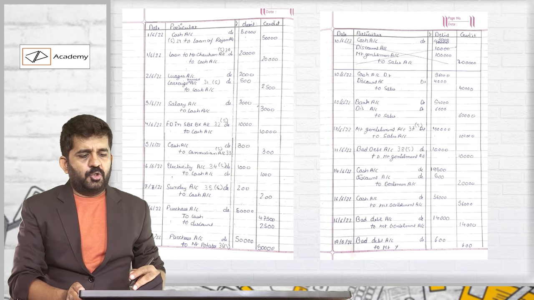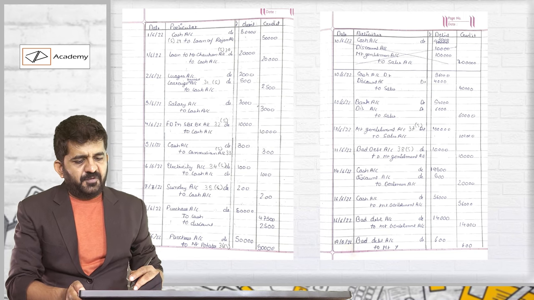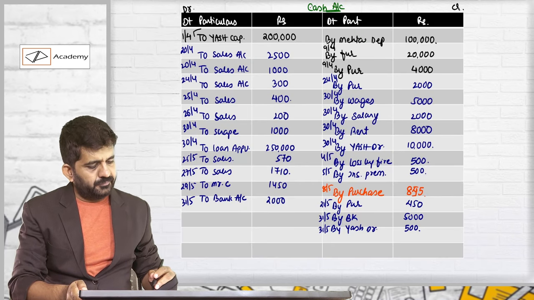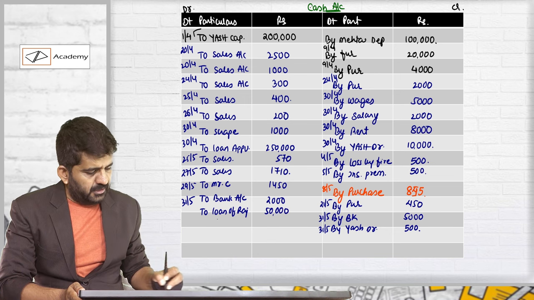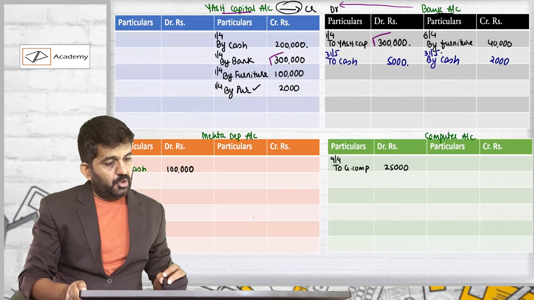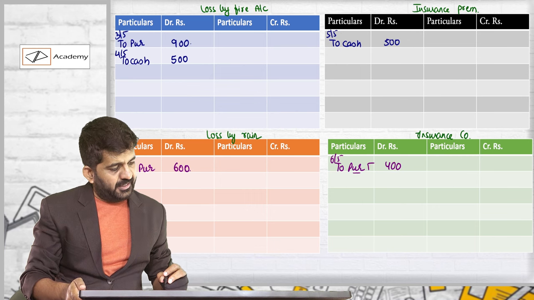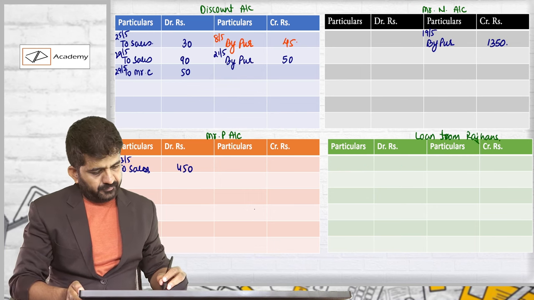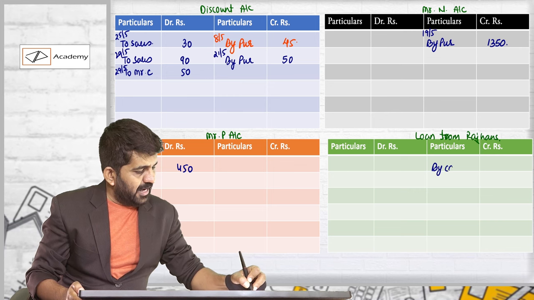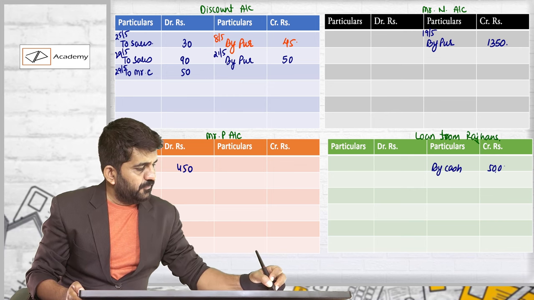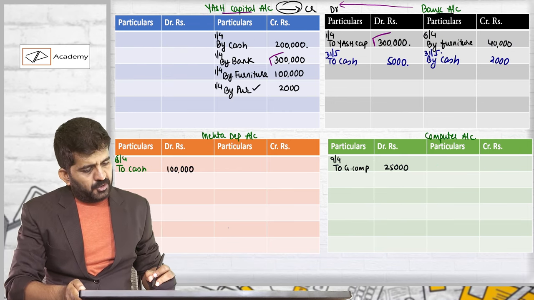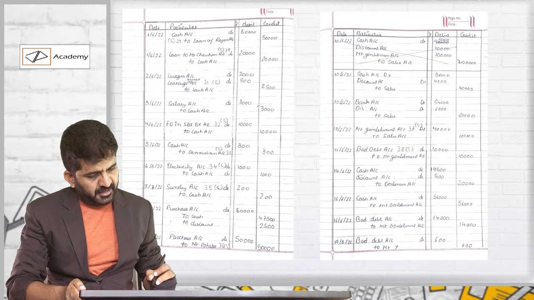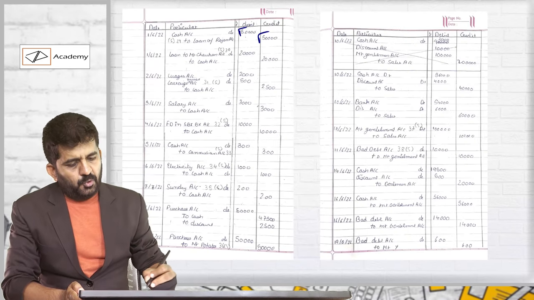Cash account debit to loan of Rajan, 50,000, first June. Loan of Rajan account credit by cash, 50,000, first June. We know if there are two effects how to post the journal entry. So cash loan to Rajan is done.